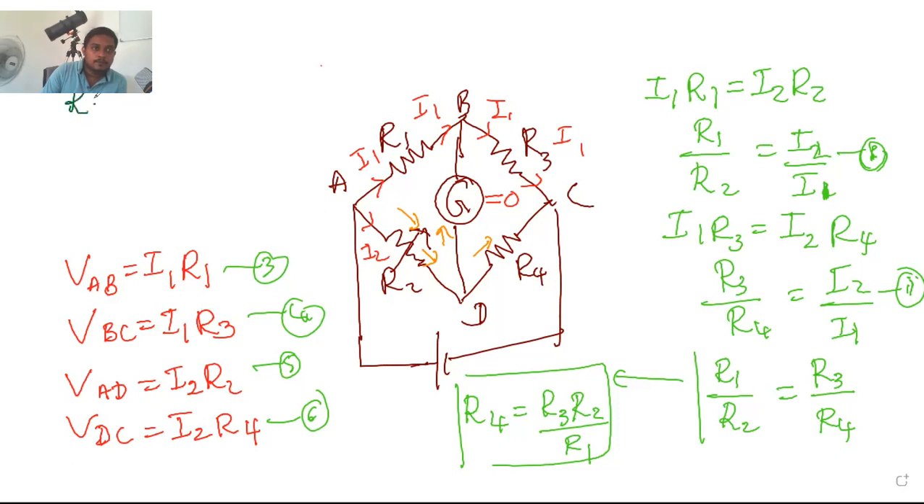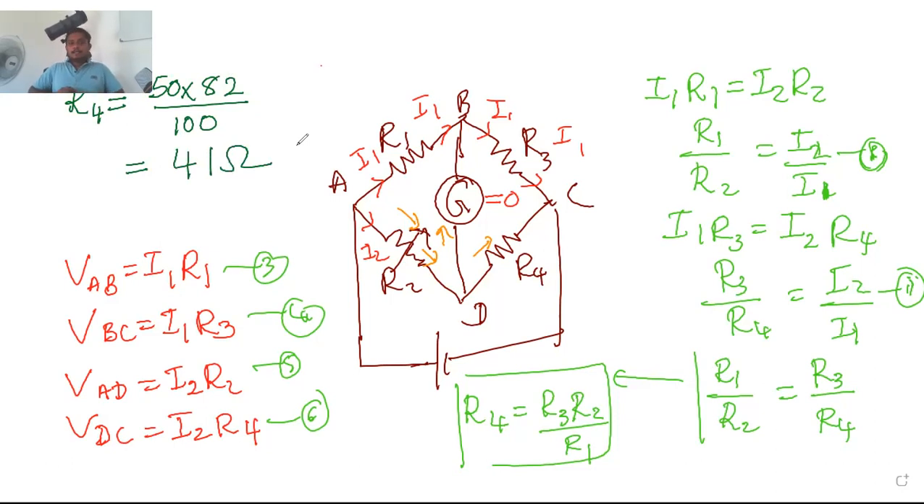R4 is equal to 50 into 82 over 100. All of them they have given. Okay, finally you are getting the answer as 41 ohms.